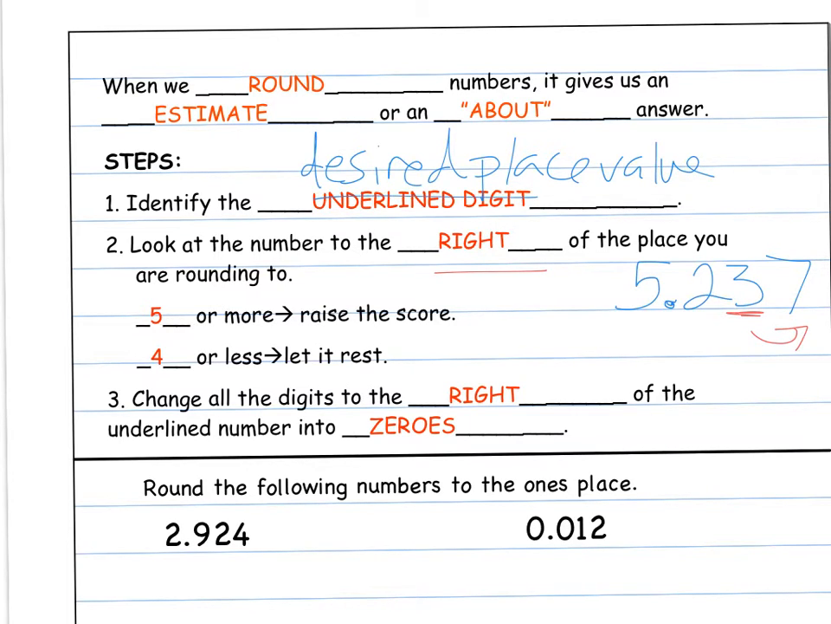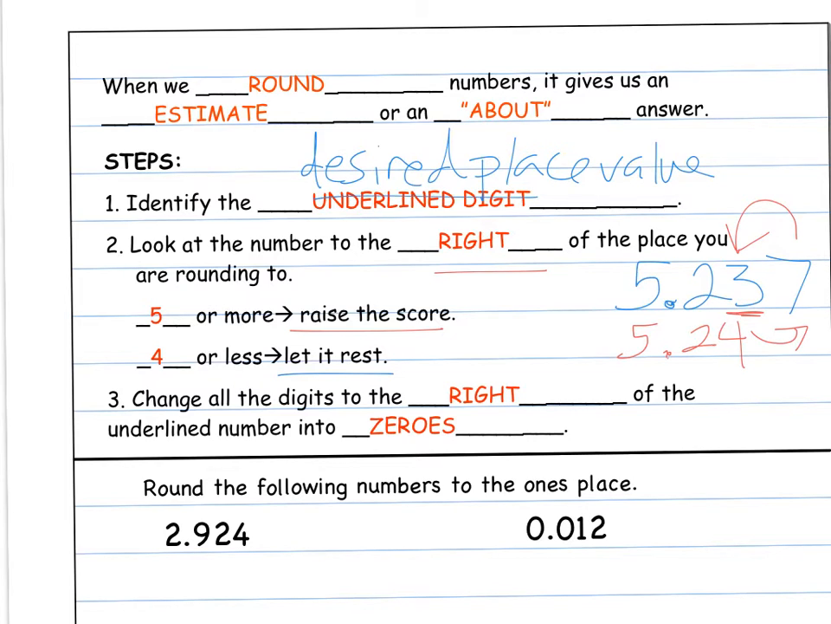And what I decide is, if that number to the right is 5 or more, I raise the score. It's a nice little rhyme to help you, meaning I would round up, and this would actually be 5 and 24 hundredths, or $5.24 if it was money. If the number were 4 or less, I'd let it rest. Another rhyme, so you remember to not go there.